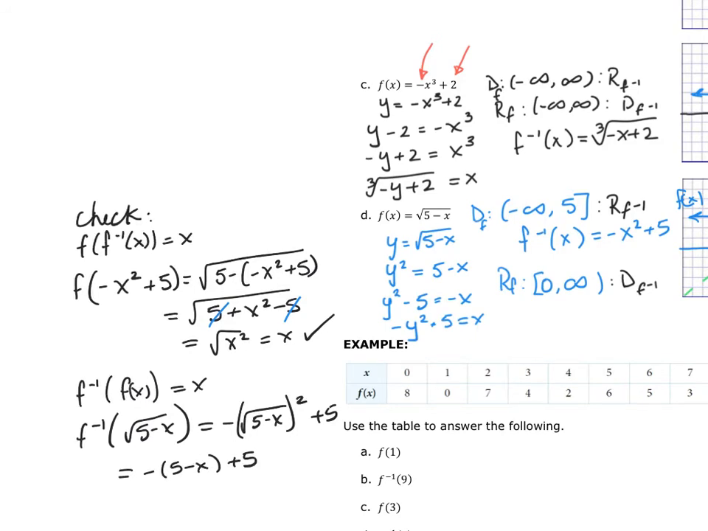So then I'm going to distribute the negative through, so negative 5 plus x plus 5, and you can see that my 5's will cancel, leaving me just x. So I have indeed found the inverse.